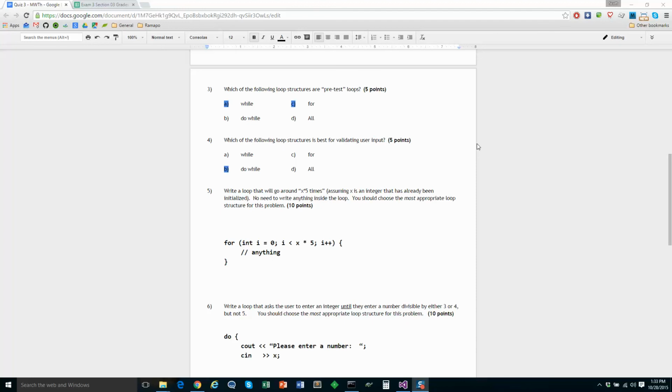For number 4, which of the following loop structures is best for input validation? Again, that's do while. That's a post-test. Most people did very well with that, and I was happy to see that.